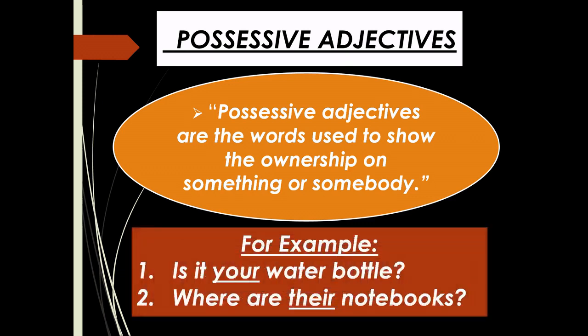For example, is it your water bottle? Your is possessive adjective. In this, we are asking a question from the second person, that is showing the ownership that the bottle belongs to you. Let's see another example: where are their notebooks?